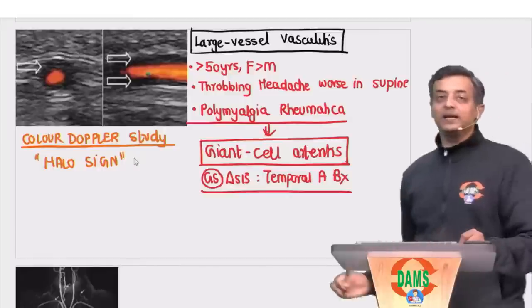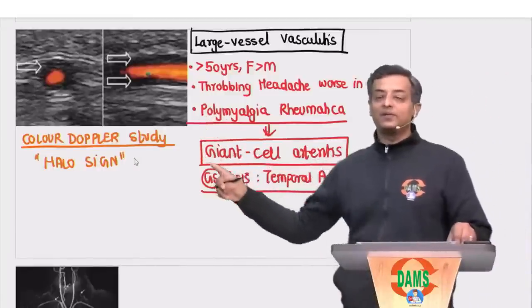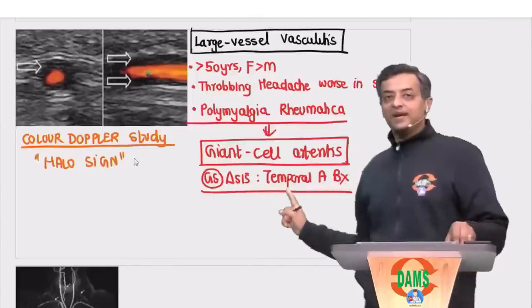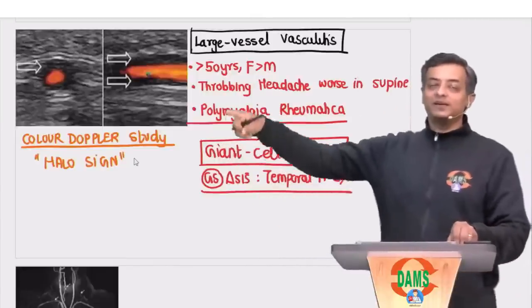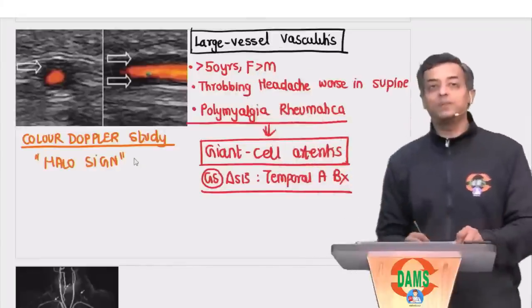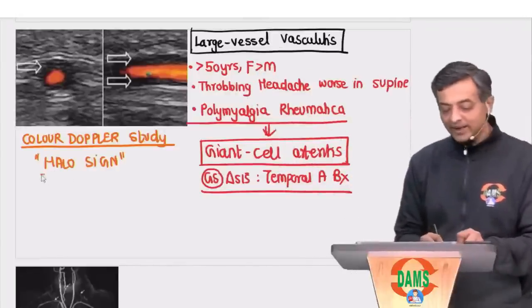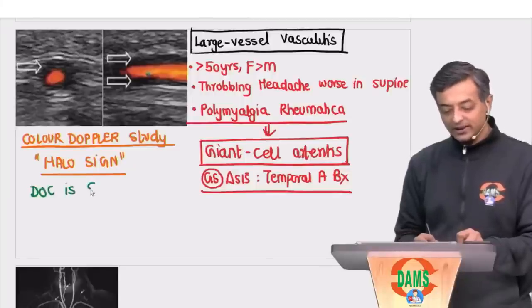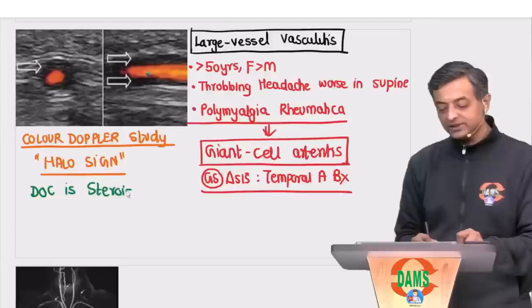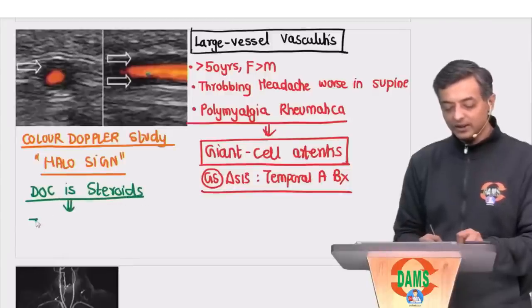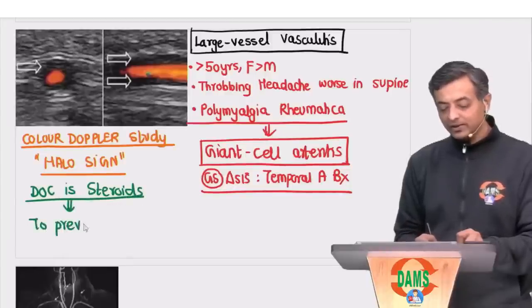Halo sign is the alternative to the biopsy. If the patient refuses biopsy, what can you do? Color Doppler study can confirm the diagnosis for you. The drug of choice is steroids, to prevent which complications? To prevent the two complications we want to prevent.